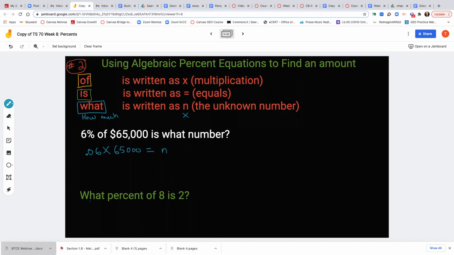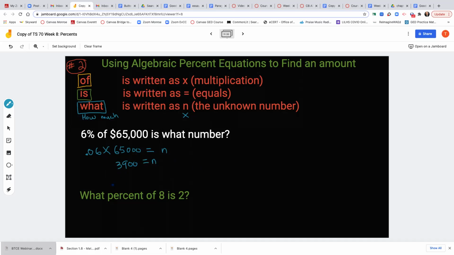Okay, and here's what we would do at this point. I'm going to just take my calculator and go 0.06 times 65,000 is 3,900. Okay, so I did the math over here. 3,900 equals n. So we're done. We just solved for n, okay? So 3,900 is 6% of 65,000.